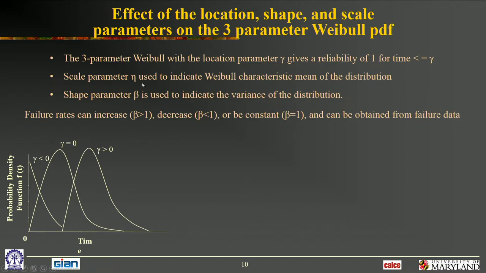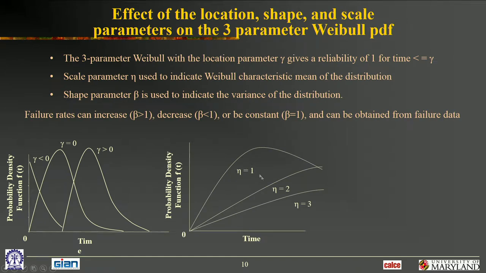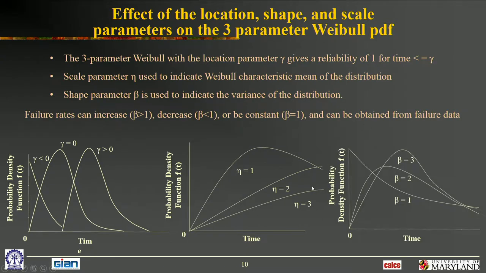What does the eta do? The eta is often used to describe the characteristic mean of the distribution. So when we say, "Oh, my mean life expectation is so much," what you mean is the Weibull characteristic life expectation. The eta is so many cycles, so many hours. So as you change the eta, the mean of the distribution moves further and further out. Okay. Beta is often used to describe the variability, as I said, the variance.